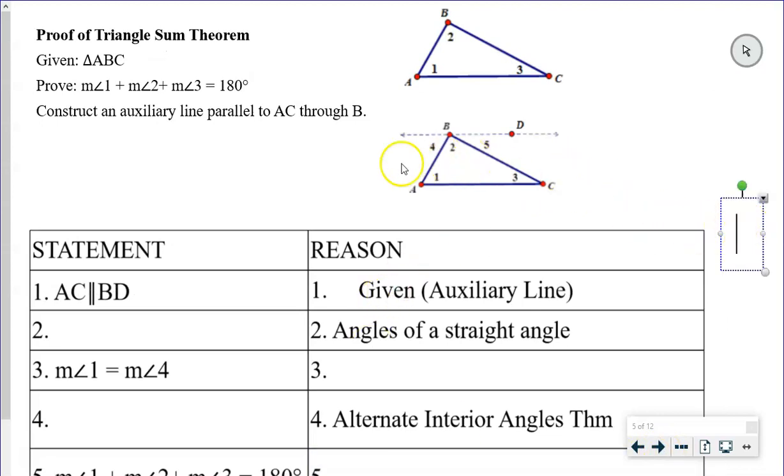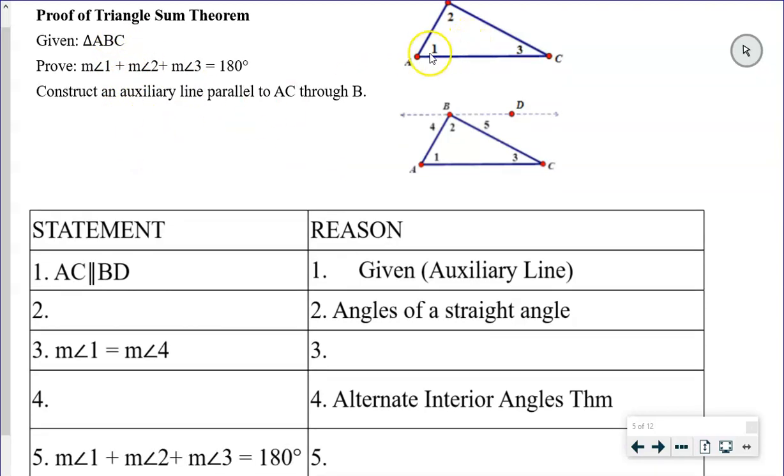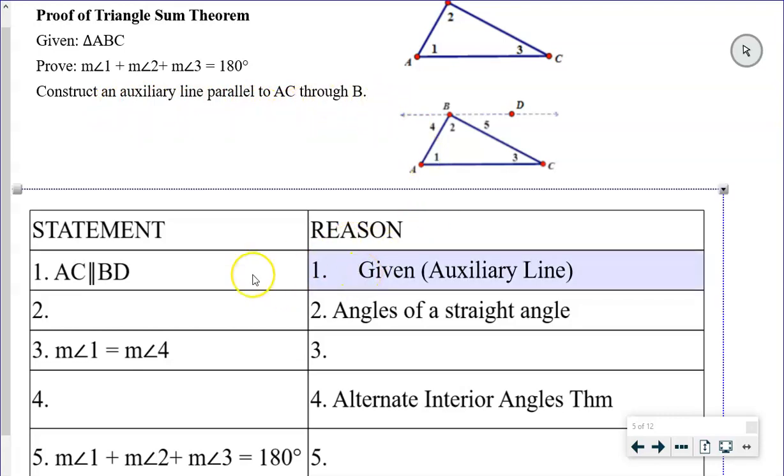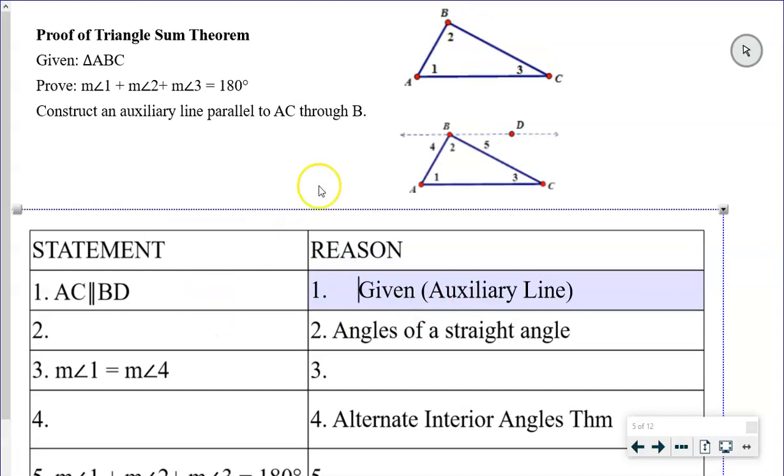So first of all, I want to talk to you all about the proof of the triangle sum theorem, because then we're going to use this. It says, given triangle ABC, that's this triangle up here, prove that the measure of angle 1 plus the measure of angle 2 plus the measure of angle 3 is 180 degrees. The first thing we're going to do is construct an auxiliary line parallel to AC through B, okay? So we are given the auxiliary line, and AC, notice AC right here, is parallel to BD, okay?